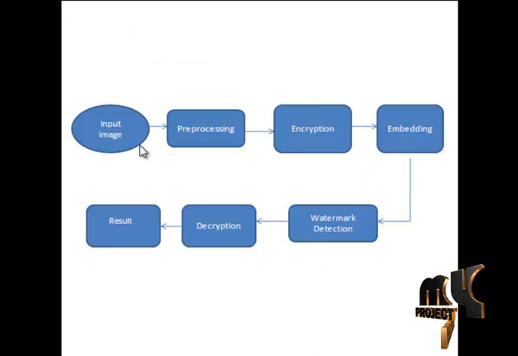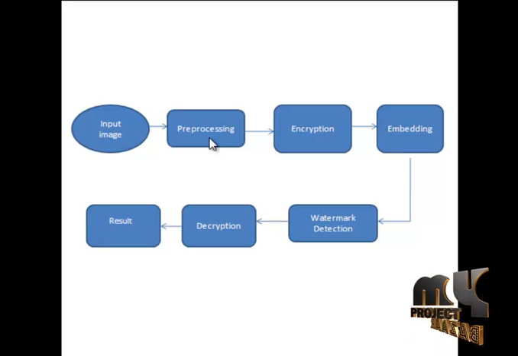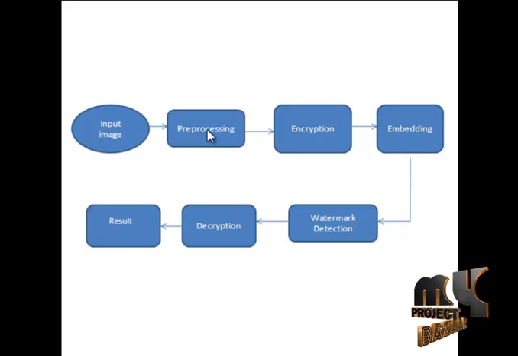This is the flow of our process. Here we have to give the input image. The input image will pass to the pre-processing step. Here we are removing the noise by the use of a Gaussian filter. The noise will be removed based on the weighted mean of the neighboring pixels. So after removing the noise, it will be given to the encryption.